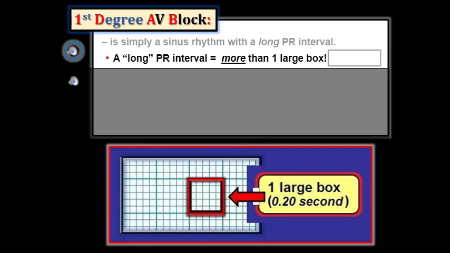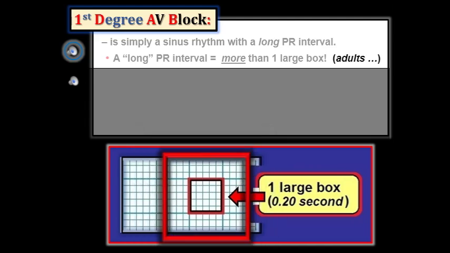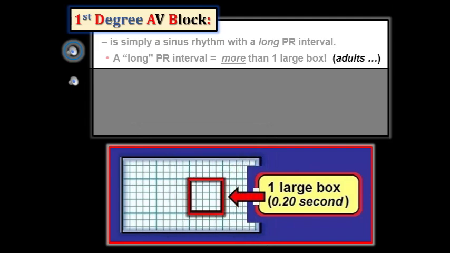I'll emphasize that this upper normal duration for the PR interval holds true for adults. The heart of a young child is significantly smaller, therefore upper normal duration limits for the PR and QRS intervals are correspondingly shorter, such that a PR interval of only 0.19 second might be long, depending on the age of the child. But for adults, we say the PR interval is long if it clearly measures more than one large box in duration.